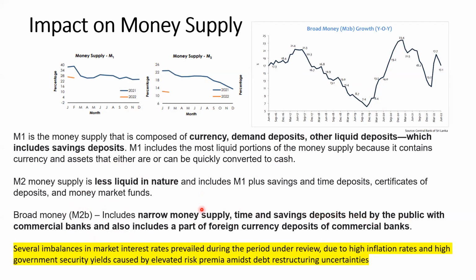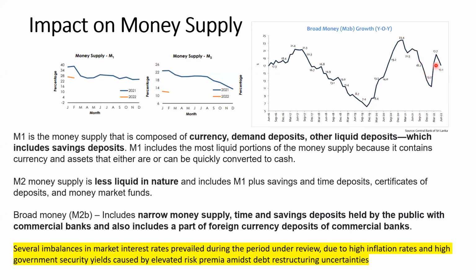Held by the public with commercial banks, also include the parts of foreign currency deposits of commercial banks. Those are the definitions, but just think, now in here, our money supply has been drastically dropped, but again suddenly increased. Now you can see how much money they have printed within this period.